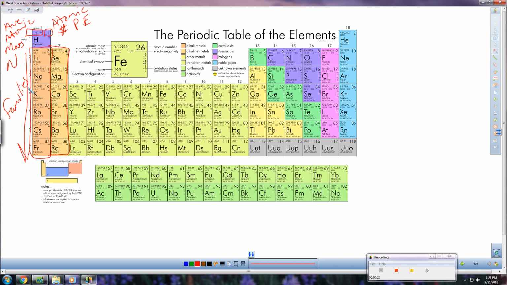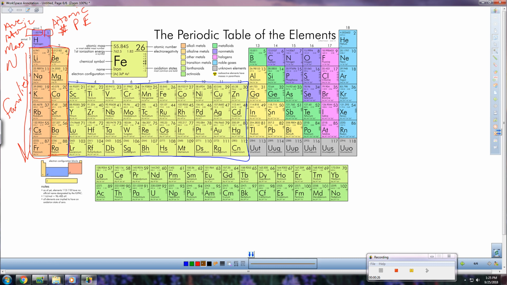From there, you have this big chunk in the middle. This big chunk in the middle is called the transition metals. The transition metals play by a different set of rules, and so we will talk a little bit more about those when we get into bonding, but they don't necessarily behave like all of the other families and groups.